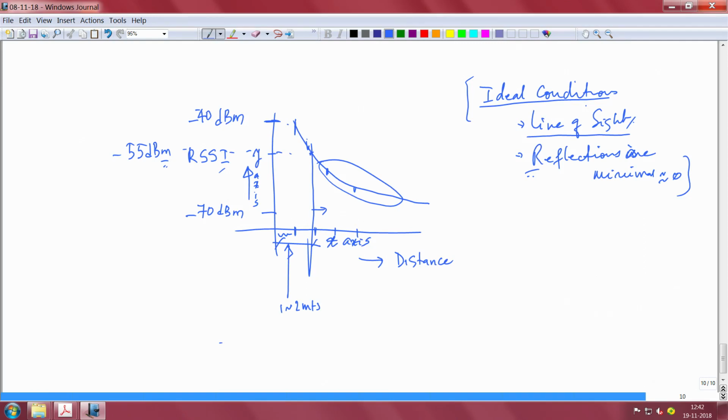Even if you have readers facing the tags on the factory floor, because you are at such a distance, there is no way by which you can actually predict the distance of a particular component, because ranging is the first step towards localization. So, ranging with this kind of RSSI signature is not going to work.